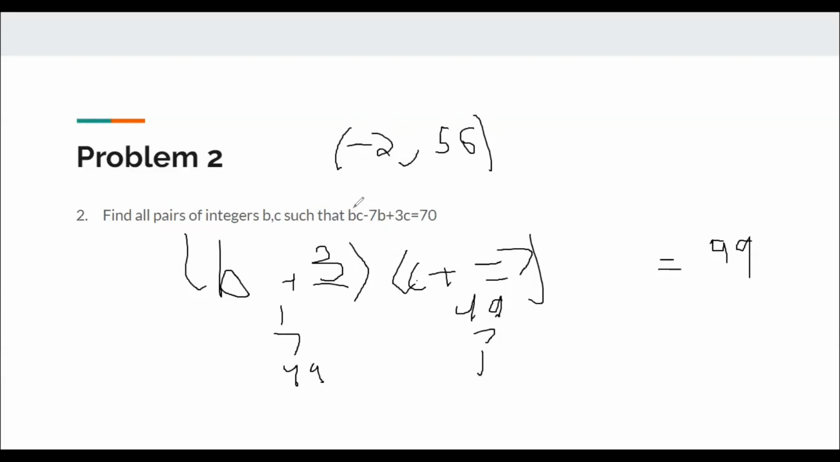And then if this is equal to 7, b is equal to 4, and if this is equal to 7, c is equal to 14. That's our second pair. And if this is equal to 49, b is equal to 46, and if this is equal to 1, c is equal to 8. So that's our 3 ordered pairs: -2 comma 56, 4 comma 14, and 46 comma 8.